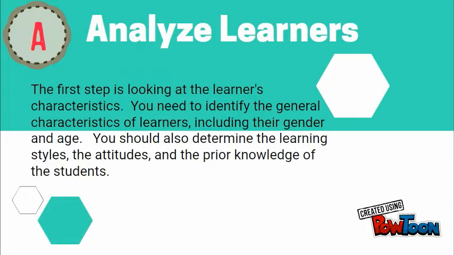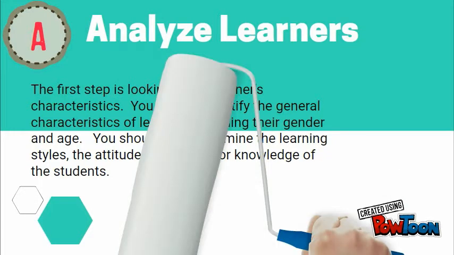Analyze learners. The first step is looking at the learner's characteristics. You need to identify the general characteristics of learners, including their gender and age. You should also determine the learning styles, the attitudes, and the prior knowledge of the students.